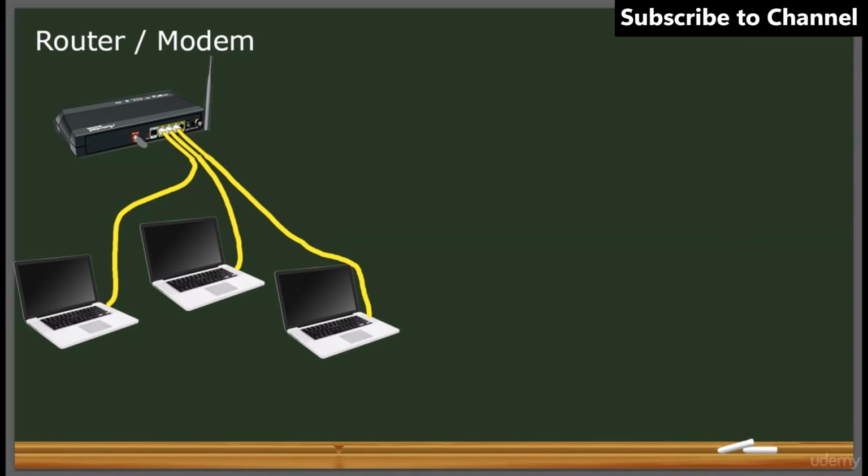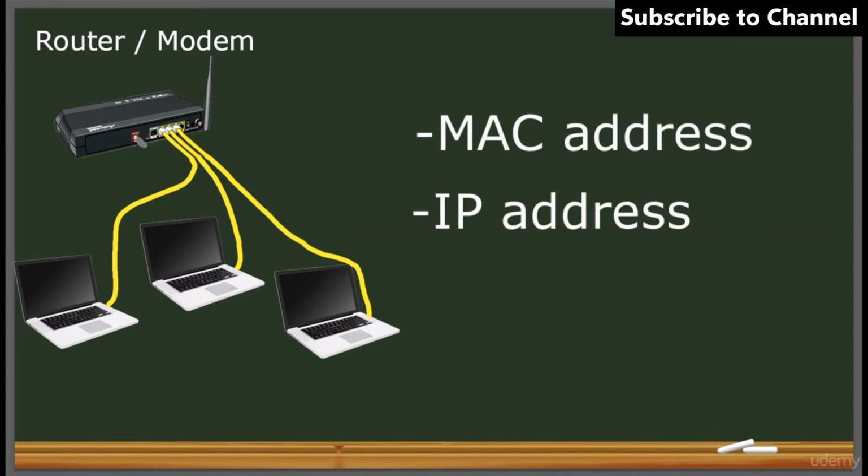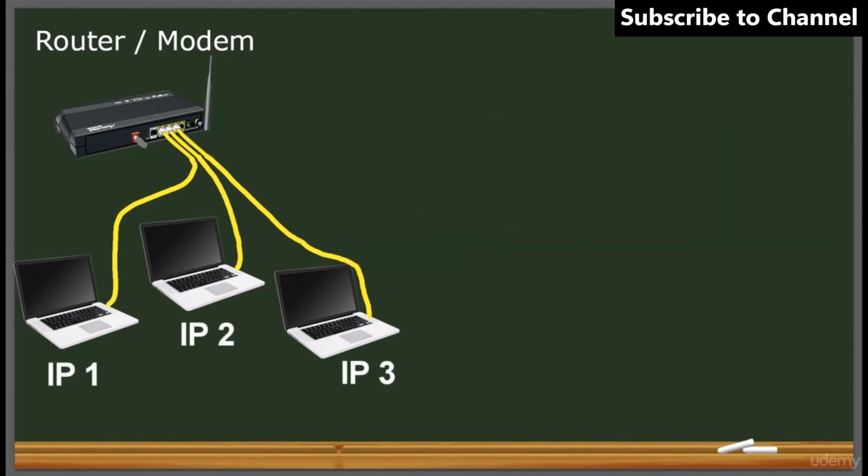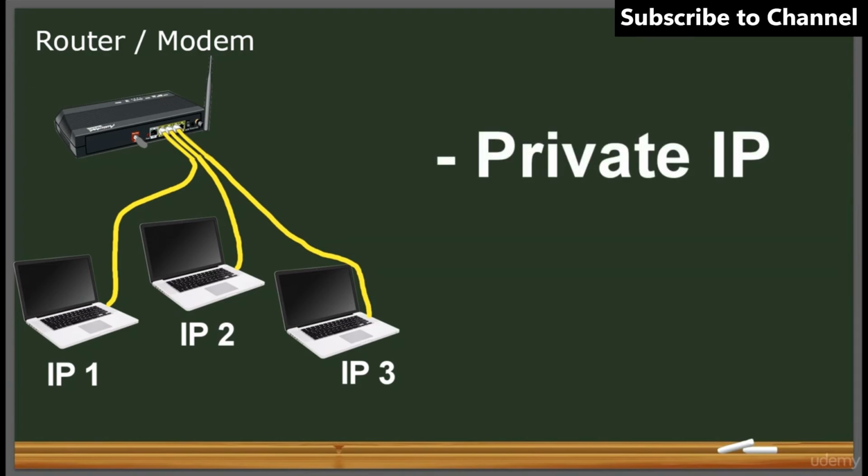Each computer has a MAC address and an IP address. Computers are only communicating with each other, which means the communication doesn't go past the router or switch. Their IP addresses do not need to be globally unique. They have to be unique in this network obviously, but my neighbor can have a LAN network using the same IP addresses. These addresses are called private IP addresses.